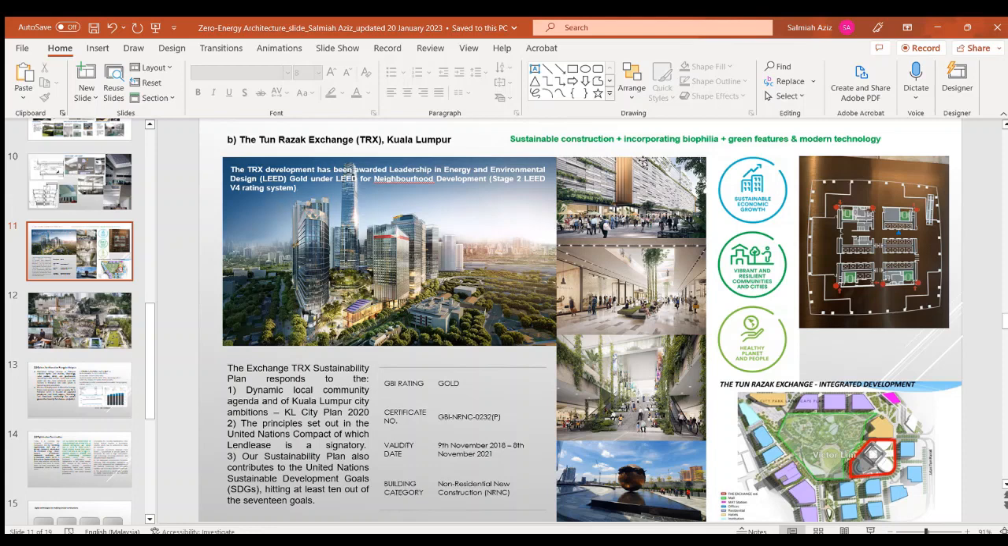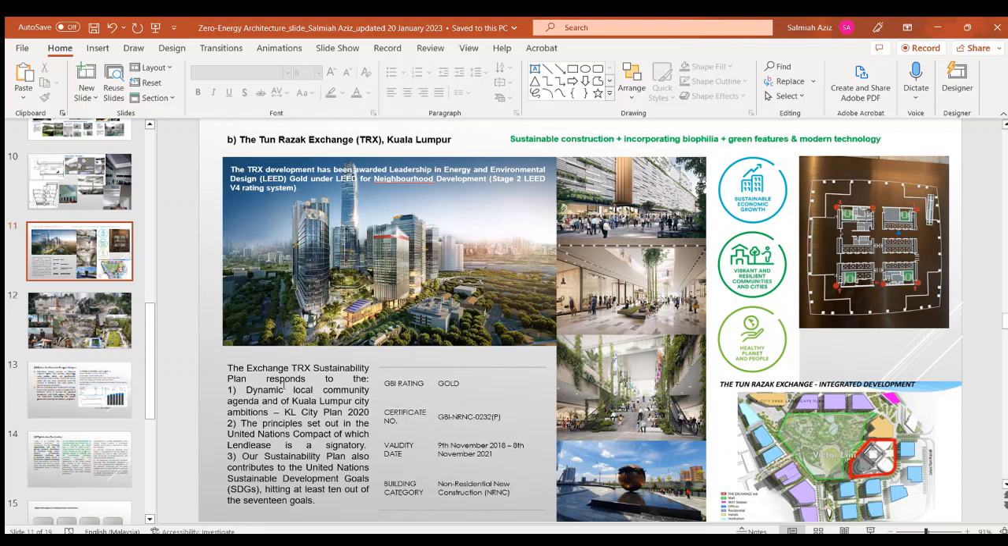So the definition of biophilia here is that the building uses greenery and also plants in its design. So there are more plants, more greenery that reflects the design of the building. And also here, most of the features of the building use digital technology as well, like the touch screen, building energy management, and so on.